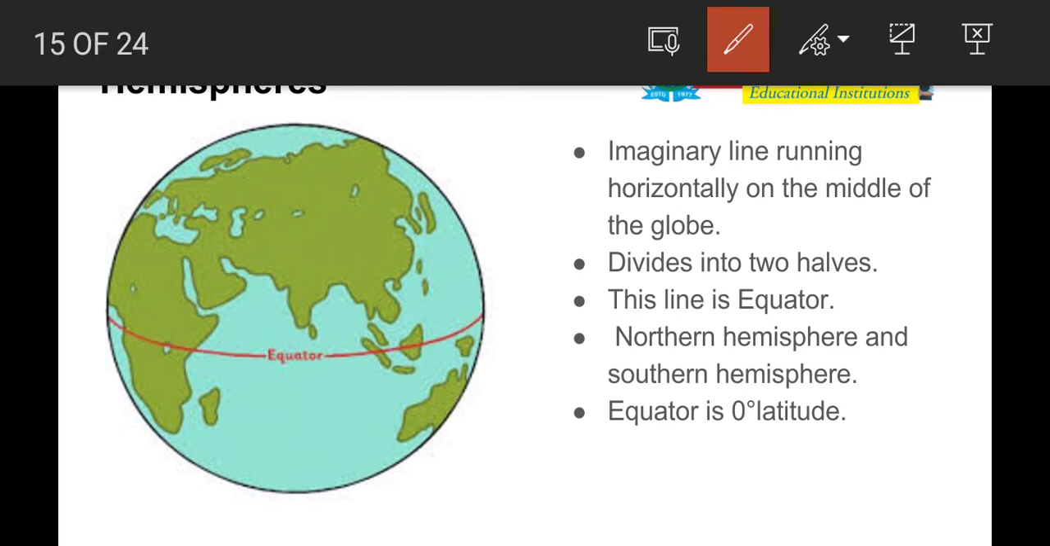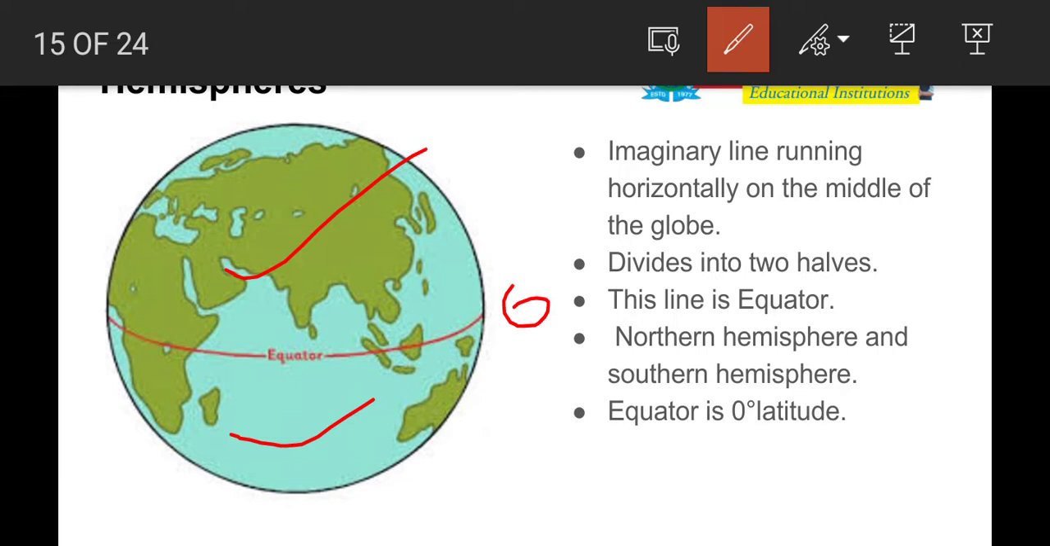What are the two parts, children? Above the equator is called the northern hemisphere. Below the equator is called the southern hemisphere. Equator means nothing but 0 degree, children. How many degrees? 0 degree latitude, which runs across from east to west in the middle of the globe. That is called the equator. 0 degree latitude is called the equator. So the equator divides the Earth into two parts. What are the two parts?